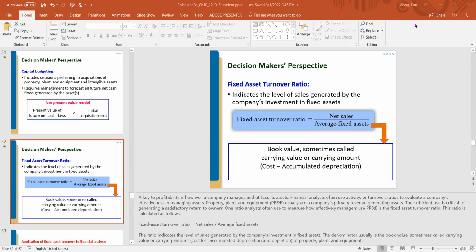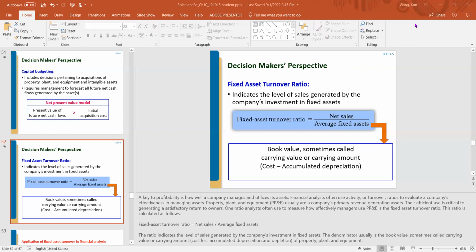The formula for the ratio: the numerator is your net sales. So that's your sales revenue or service revenue minus the sales discounts or sales returns, so total net sales. Then divided by the average fixed assets. Average means, to simply calculate, if you are doing annual, we can use the beginning fixed assets plus the ending fixed assets, then divided by 2. So average the beginning and ending fixed assets.